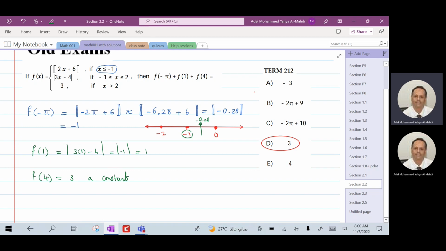Now we will add. So now the answer: f at minus pi plus f at 1 plus f at 4 is going to be minus 1 plus 1 plus 3. The answer is 3.